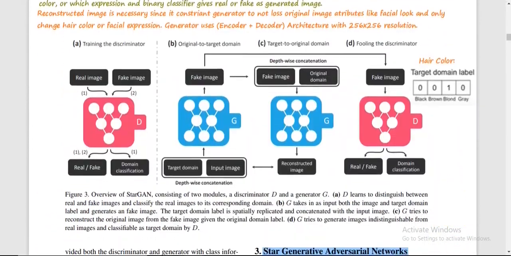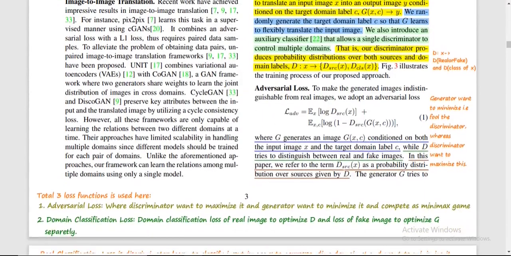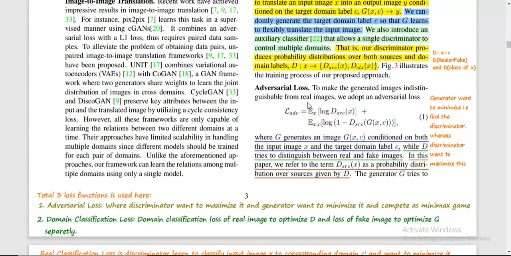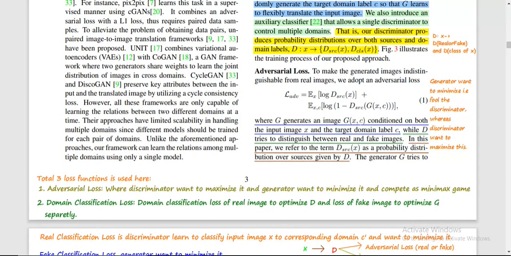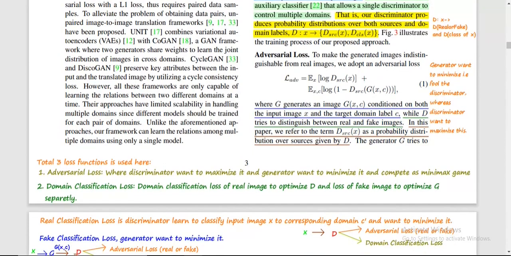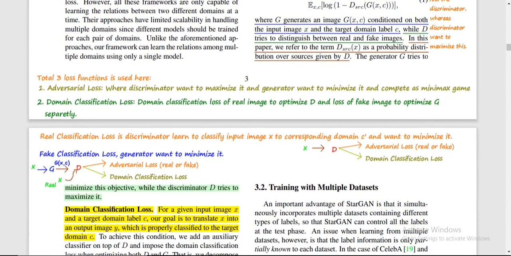So Figure 3 shows the training architecture, right? The adversarial loss is similar to the standard one. For example, the discriminator wants to maximize this loss, and the generator wants to minimize this loss, right? Where G generates an image G(x, c) conditioned on both the input image and the target domain label c, and the discriminator tries to distinguish between real and fake. And remember, this D_src(x) is the probability distribution over the sources, right? The generator G tries to minimize this objective while the discriminator D tries to maximize it.